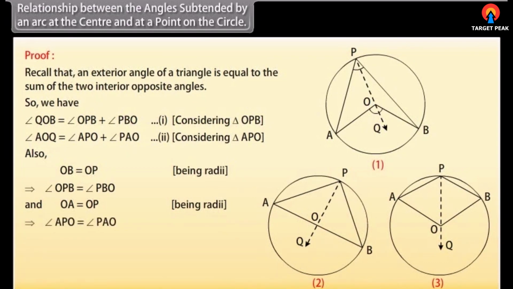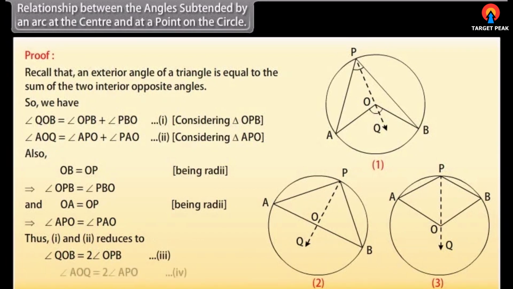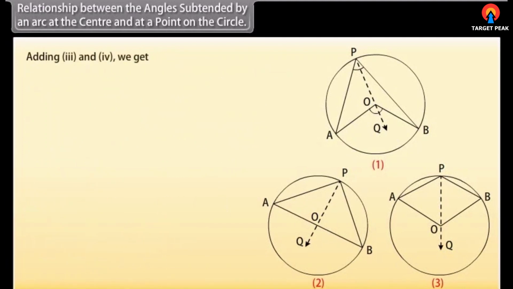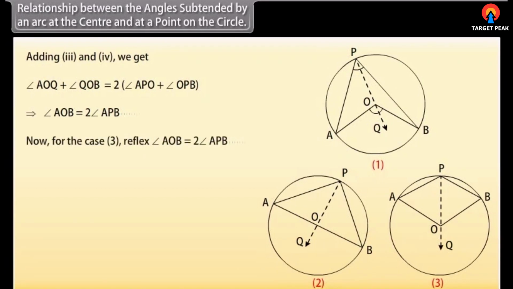Similarly, angle APO is equal to angle PAO, thus 1 and 2 reduce to angle QOB as 2 into angle OPB, 3. Angle AOQ is equal to 2 angle APO, 4. Adding 3 and 4 we get angle AOQ plus angle QOB is equal to 2 into angle APO plus angle OPB. Similarly, angle AOB is equal to 2 angle APB. Now for the case 3, reflex angle AOB is equal to 2 APB, hence proved.